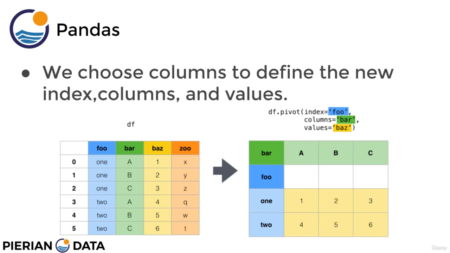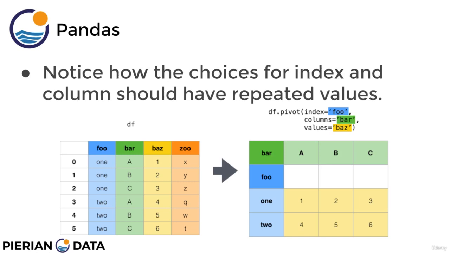So we choose columns from the original data frame. So essentially we have 4 choices from the original data frame, foo, bar, baz, and zoo. And then we pass in those columns to define what sets we want for the new index, columns, and values. And you should notice that the choices for the new index and the new column values should have repeated values in the original data frame.